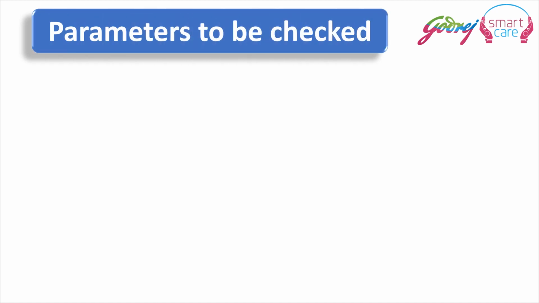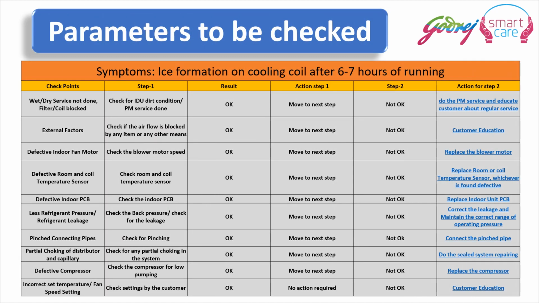So the parameters to be checked: in case of wet or dry service not done, we have to check the IDU dust condition and preventive maintenance services done. If it is okay, then we have to move to the next step. In case of external factors, we have to check whether the airflow is blocked by any items or any other means. If it is okay, then we have to move to the next step. We have to educate the customers.